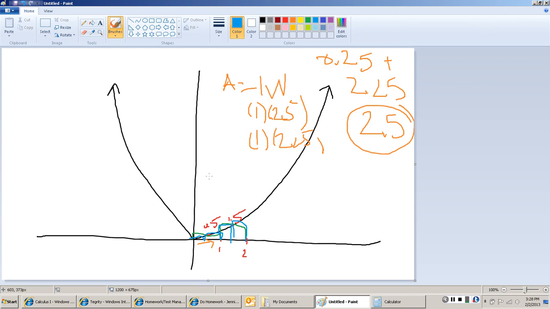So obviously if you use 16 rectangles, you would have a better estimate than 2, and so forth. So you should get a little bit better as you go on to the next one. But this gives you the gist of how you do these problems.